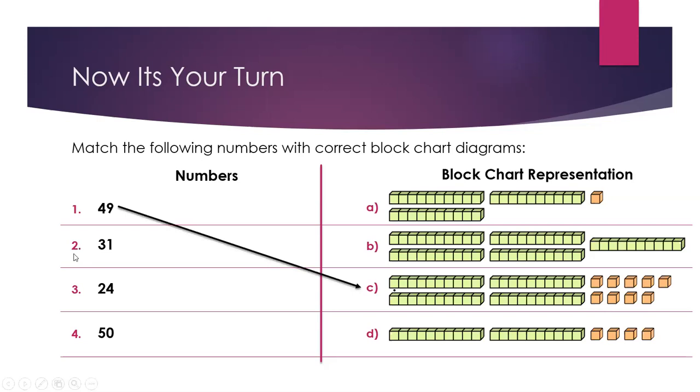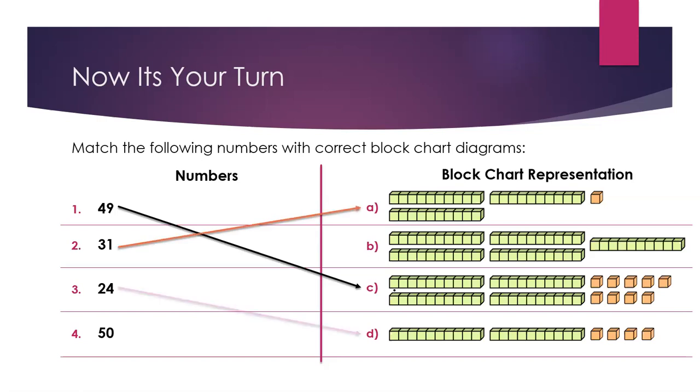Now let us see the second option. Here we are having 31. So the number 31 means 3 tens and 1 one. Which block chart diagram represents that number? Here is the number. Here we are having 3 tens and 1 one. So what is this block chart diagram representing? It is representing 31. So 3 tens and 1 one forms the number 31.